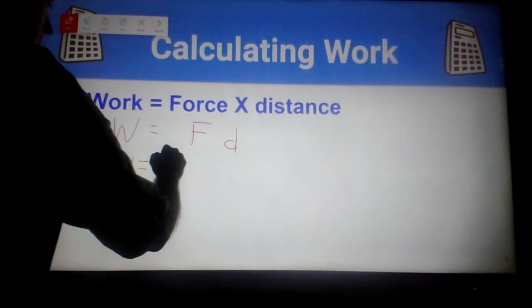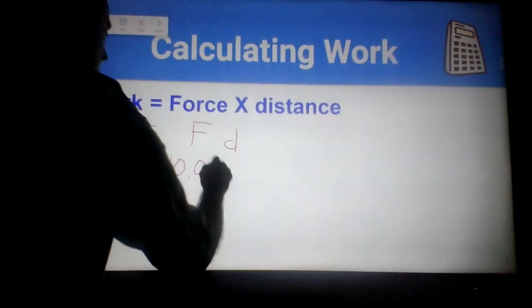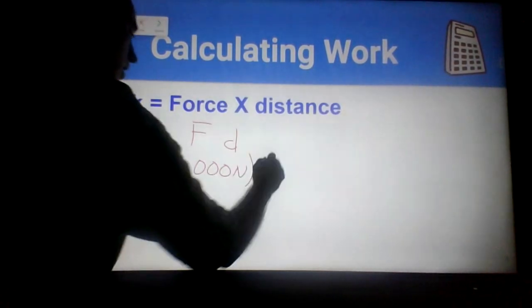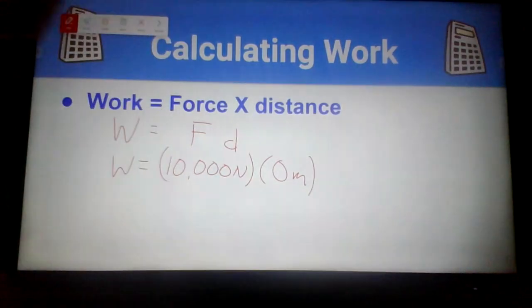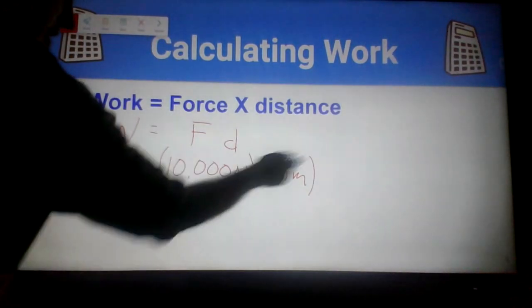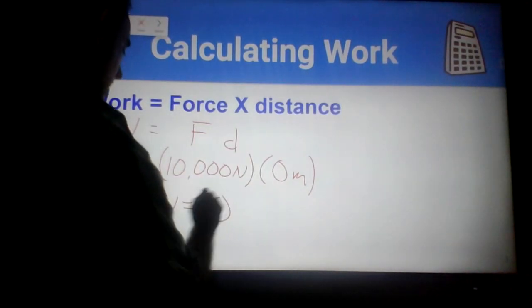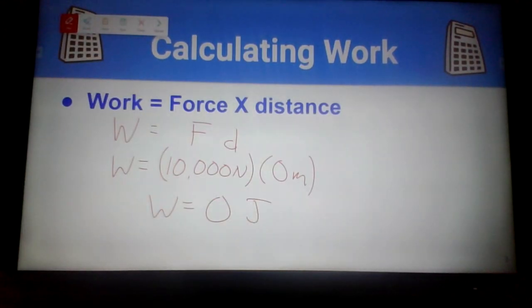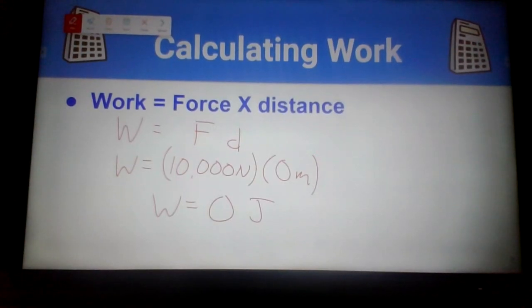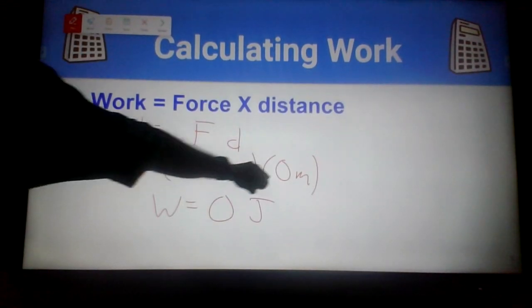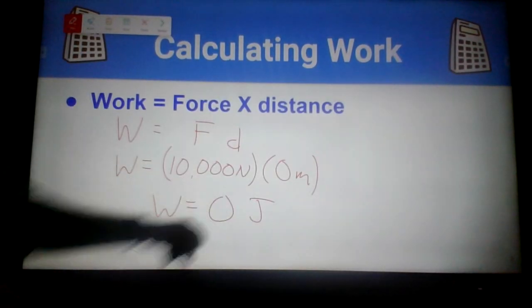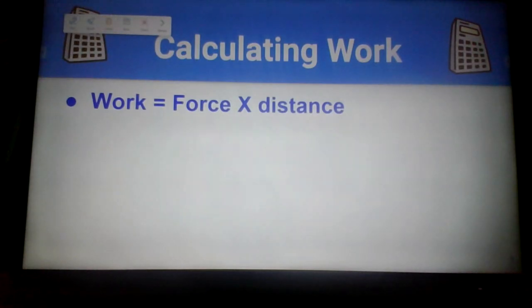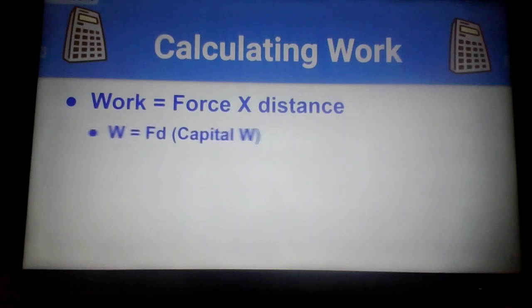Let's just say we put 10,000 newtons of force into pushing that wall, but we didn't move the wall, so that's 0 meters. Well, anything times 0, we already know, will be 0. And you'll see in a little bit that the unit for work is joules, just like the unit for energy, because work is energy put to use. So no matter how much force we use, if we didn't move that wall, we did 0 work, and even mathematically, that makes sense. As I like to say, math verifies common sense.